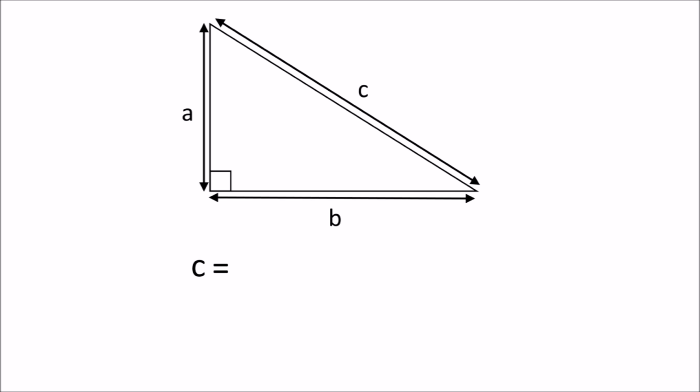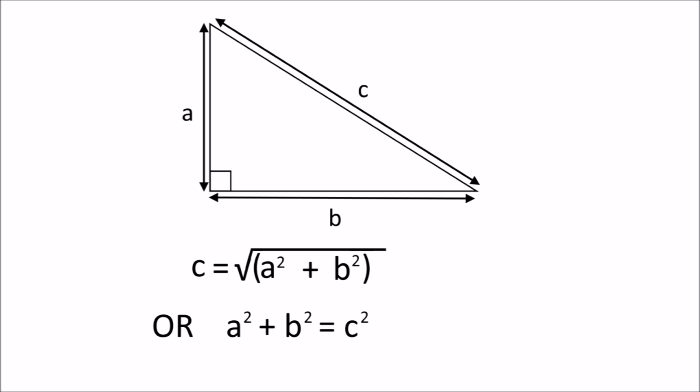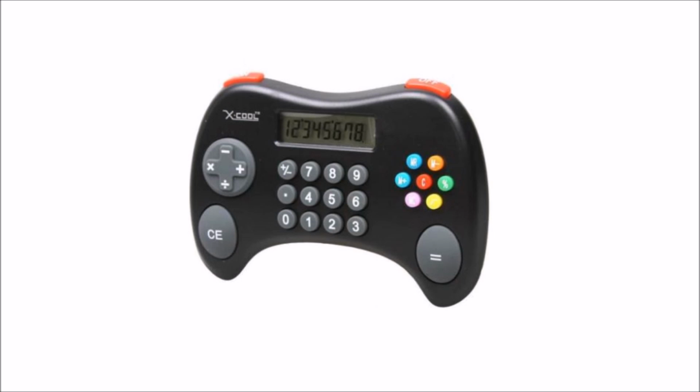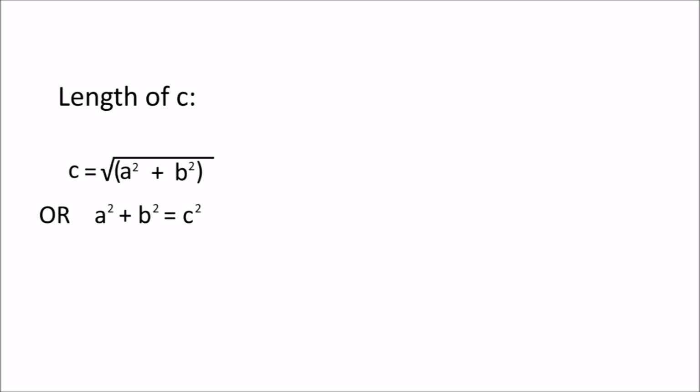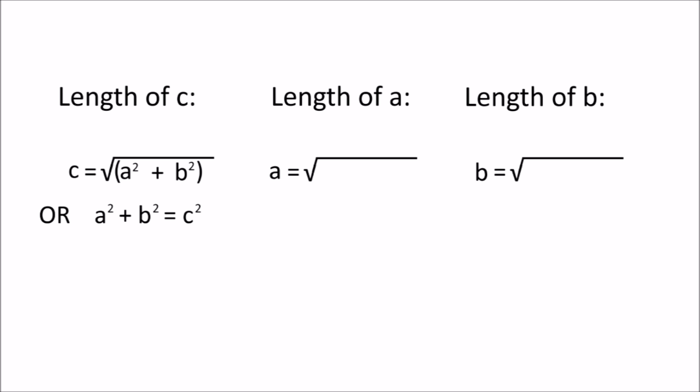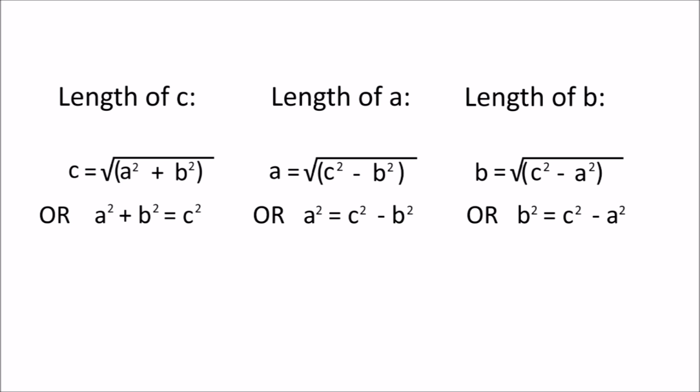If you wanted to determine this length of C, it would be the square root of A squared plus B squared. Simple. Punch that into your calculator, and you get the answer. And if you wanted to find the lengths of A or B, it would be the square root of C squared minus the other side squared. That is the side that you're not trying to find the length of. There you go. Now we're ready to talk about SOHCAHTOA.